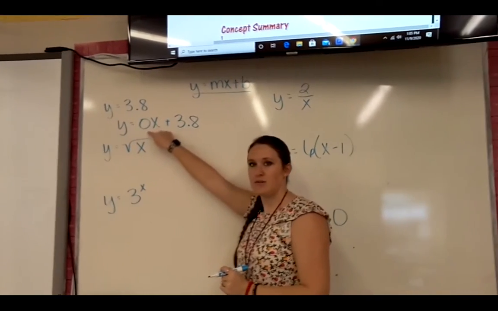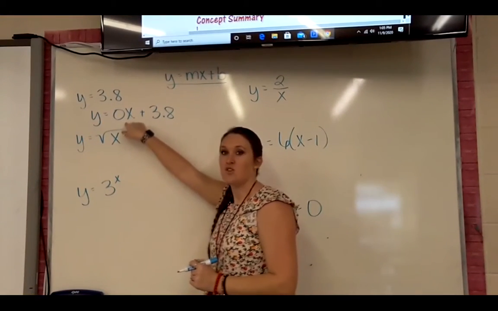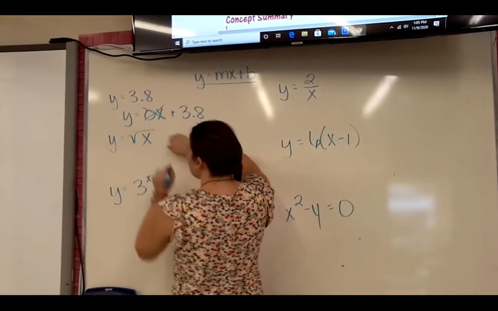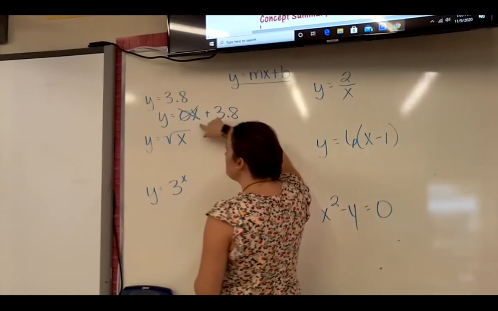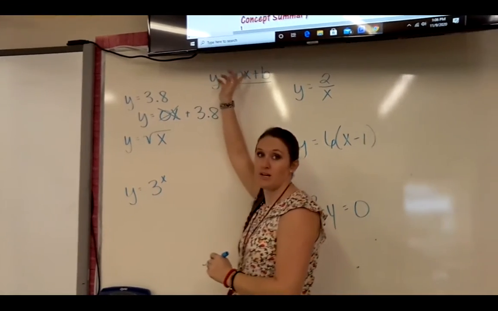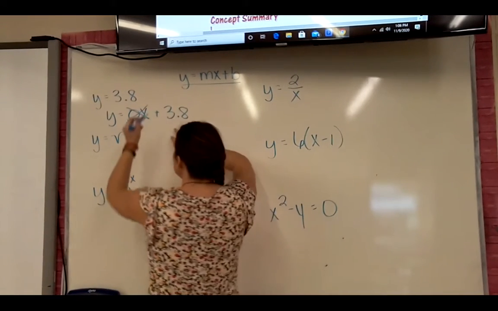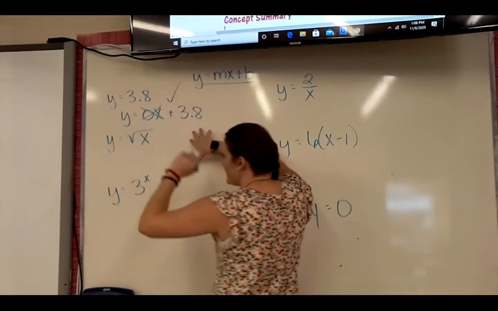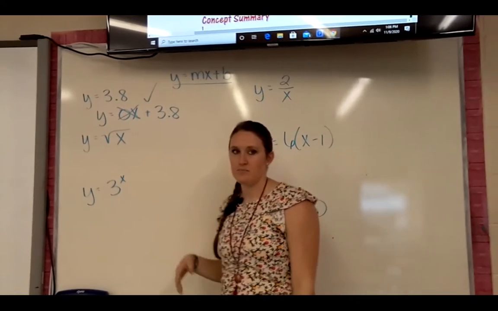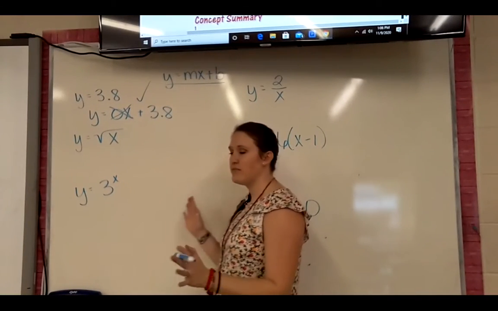0x, because 0 times anything is what? 0. So that would technically cancel my x, and I would just be left with 3.8. But that just goes to show it could be written in that form if it had been a 0. Okay, so that one, we're going to put a check by. It is linear.